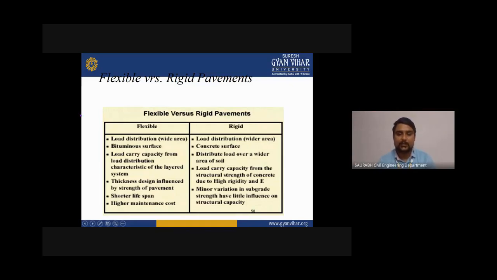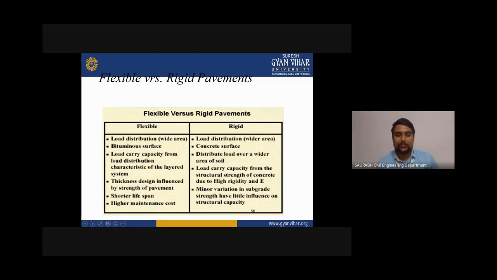And this is also a comparison between flexible pavement versus rigid pavement. In flexible pavement, load distributes in a wider area. You can see here, bituminous surface is required for the flexible pavement, and concrete surface is only required for the rigid pavement. Load carrying capacity: from the load distribution, the load is distributed over the wider area of soil.